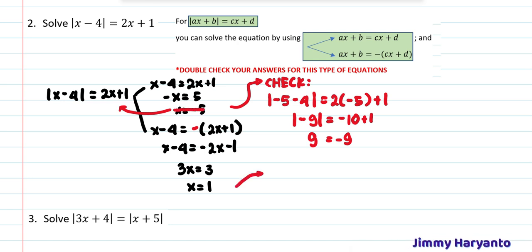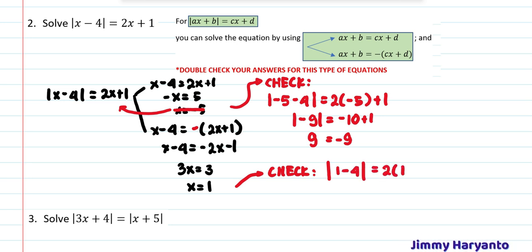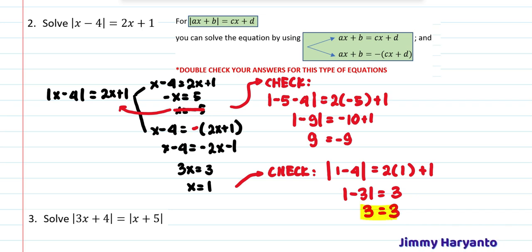How about x equals to 1? Let's check for x equals to 1. The absolute value of x minus 4 means 1 minus 4 equals to 2 times the x, which is 1, and then plus 1. That means this one will be negative 3, that one will be 3, so 3 equals to 3. This one is valid, because the result is the same. That means for the second question, the answer will be only x equals to 1. We reject x equals to negative 5. So you have to be careful with the second type of equation. You always have to double check your answers, okay.